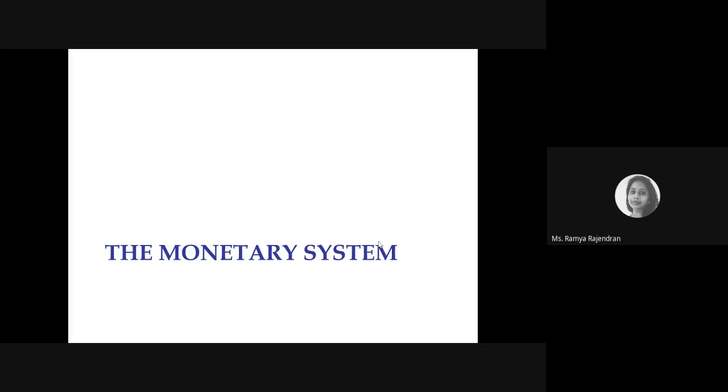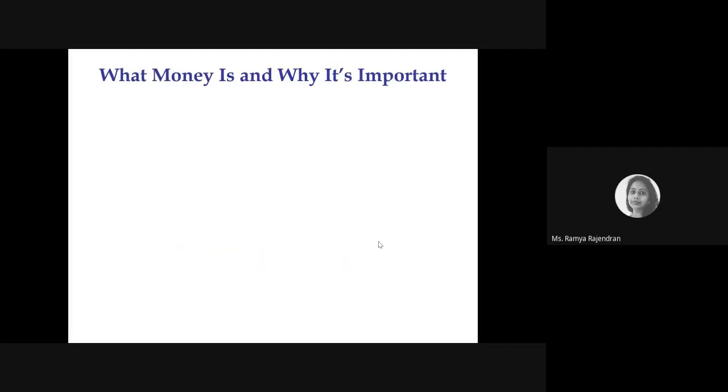With this, you will be able to understand how the world economy works, and I guess this is going to be very useful for you in your future. So let's see what money is and why it is important for anyone.